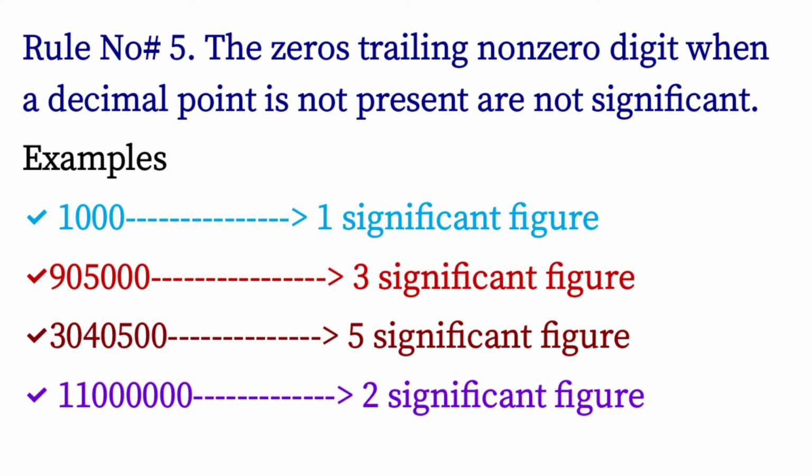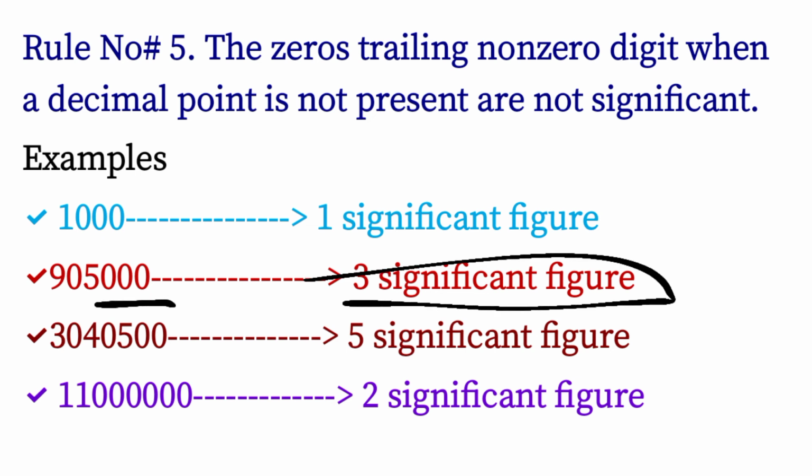So what we do, we are going to count only 9 to 5 only, because the 0 that is in the middle is significant according to the rules that we looked at when starting this video, saying that the 0 that is between non-zero digits is significant. Therefore, these last zeros, the 3 zeros, are not significant. So we've got 3 significant figures in this question.